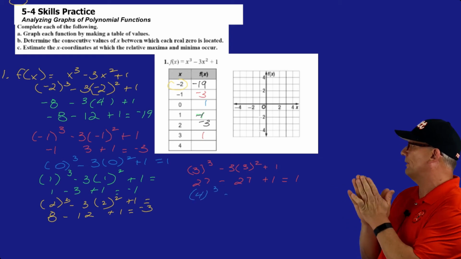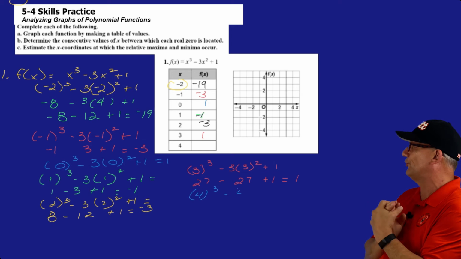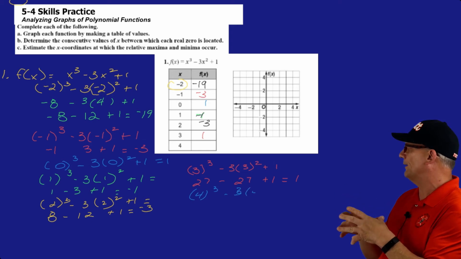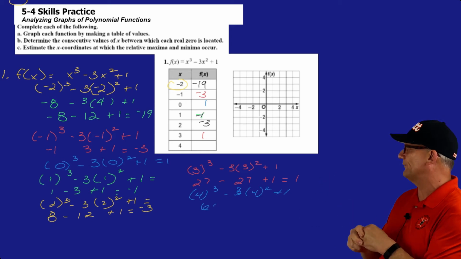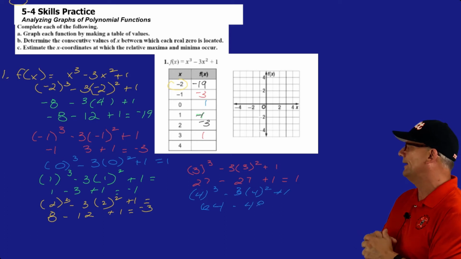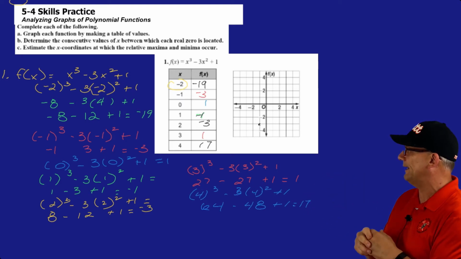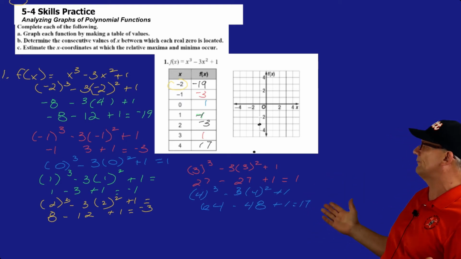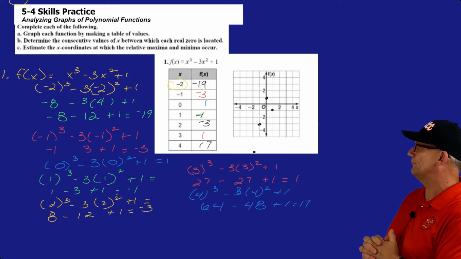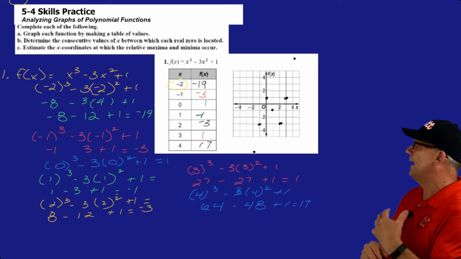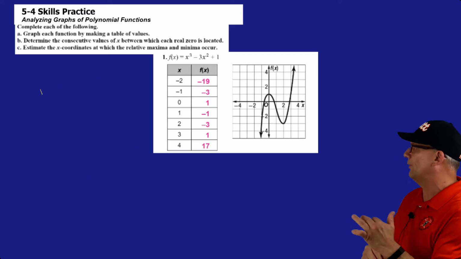All right, so the last one we're going to do is put 4 in there. We've got 4 cubed. You guys should know your exponents, at least up to the cubes. 4 cubed obviously is 64, 4 squared is 16, times -3 is -48, plus 1, and when it's all said and done, I think the answer should be 17, and it is. Okay, so now we're going to plot these points. We're going to plot (-2, -19), (-1, -3), and so on, and then we're going to connect all the dots with one line.